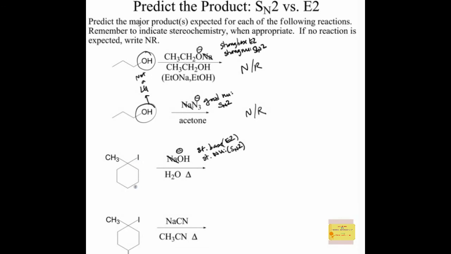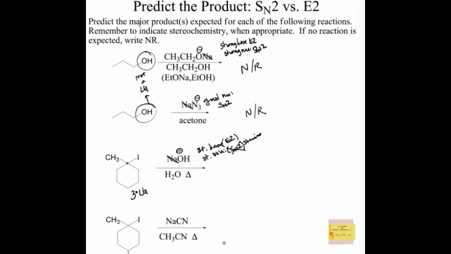What kind of carbon is that leaving group on? It is a 1, 2, 3. It is a tertiary carbon, a tertiary leaving group. So what do you think? Is tertiary good for a backside attack? No way. Impossible because of sterics. So this is going to be all E2.